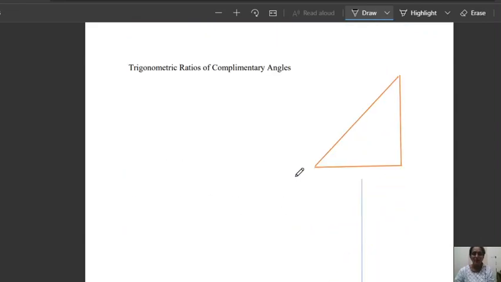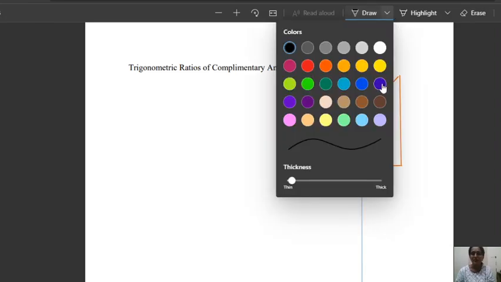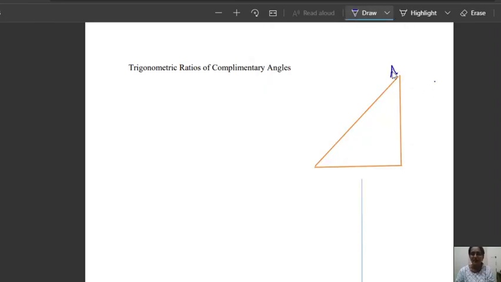Today we will learn trigonometric ratios of complementary angles. You have learned about complementary angles. Let me name the triangle first. Yeah, ABC is a right angle triangle. It is right angled at B.